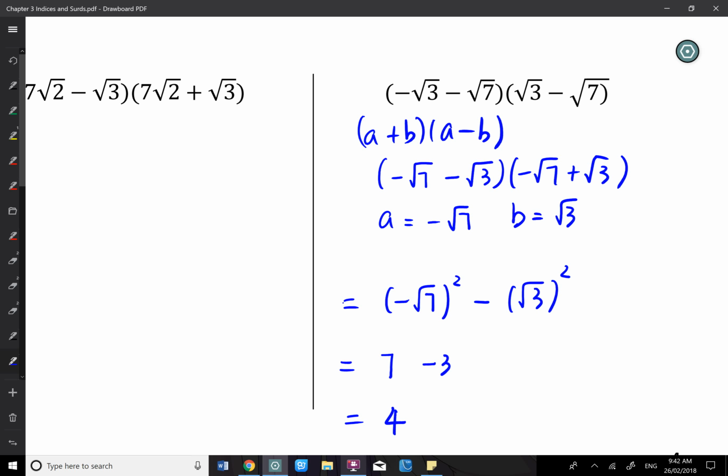Can you see it's really quick? It's really quick to calculate. If you think about expansion, there will be 4 more terms, and then you're trying to calculate and cancel each other, which is quite hard.